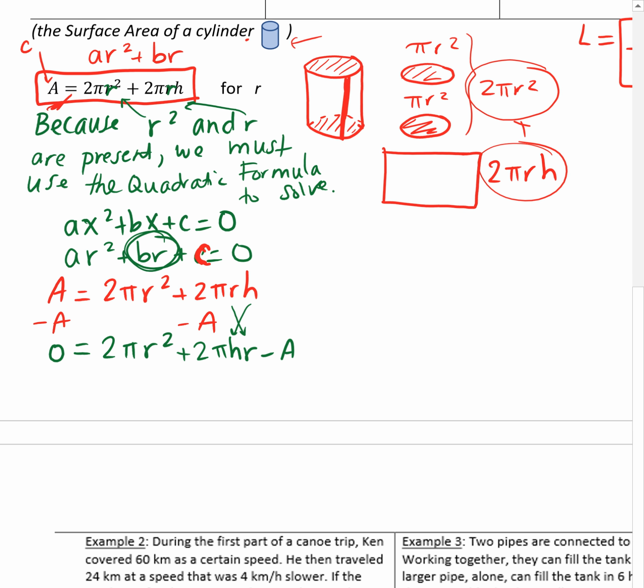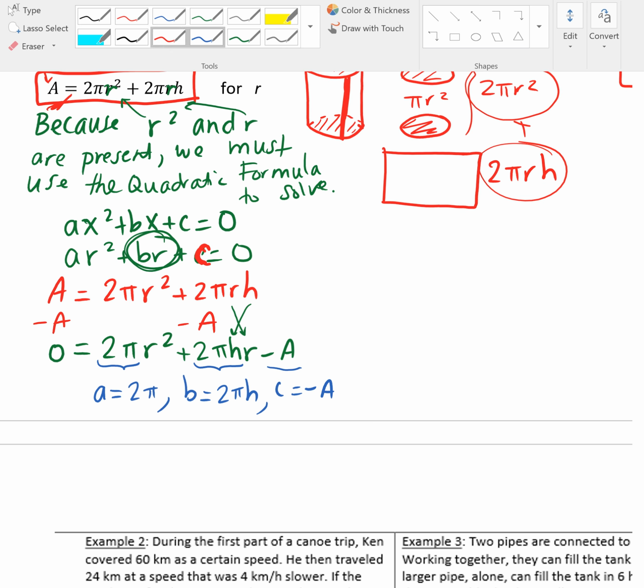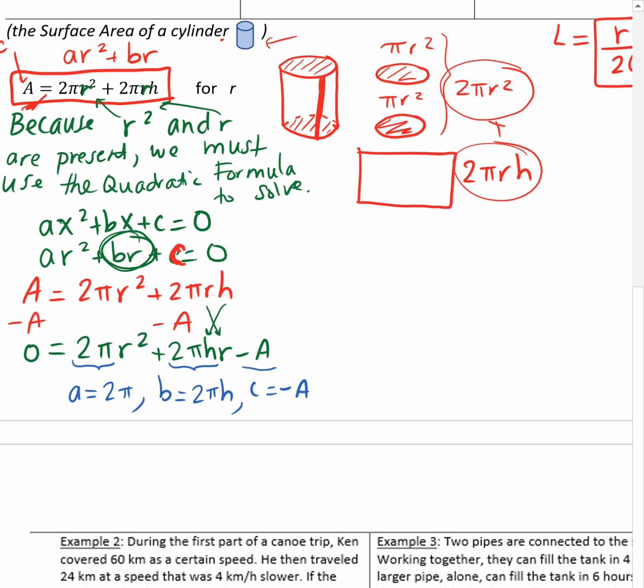It's really weird, but think of the coefficient of r squared, that's a for the quadratic formula. B is the coefficient of r, which is 2 pi h. And then c must be this constant term. And don't forget the negative. It's not just a, but negative a. Whew. So that's the hardest part, just identifying that I have to use the quadratic formula, and also what I'm plugging into the quadratic formula.